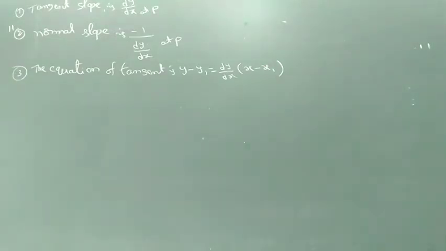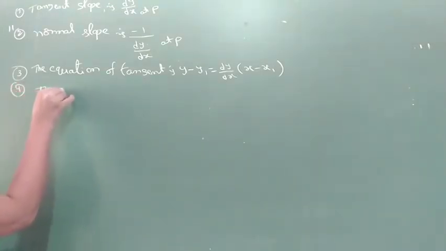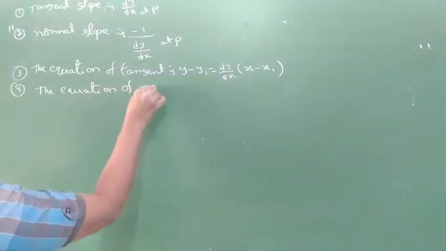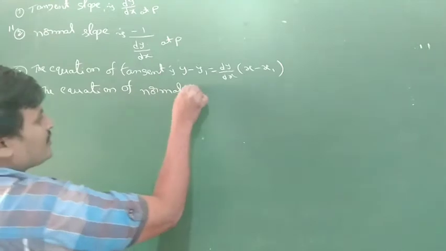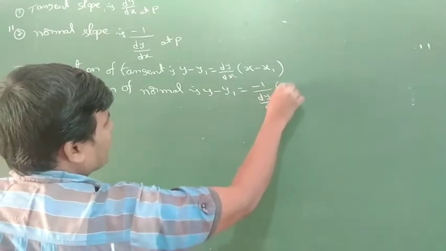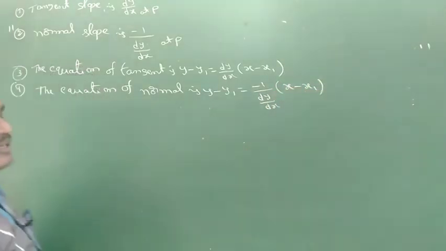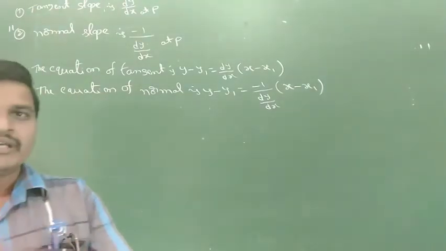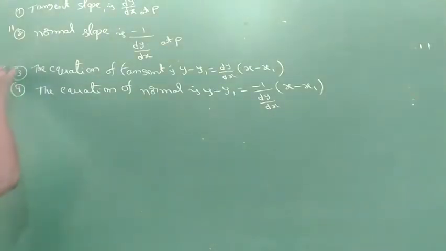The equation of normal is y minus y1 is equal to minus 1 by dy by dx into x minus x1. So these are today's topics. Yesterday we already completed the tangent slope and normal slope. Today, the equation of the tangent and the equation of the normal.